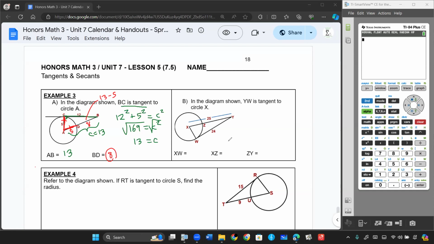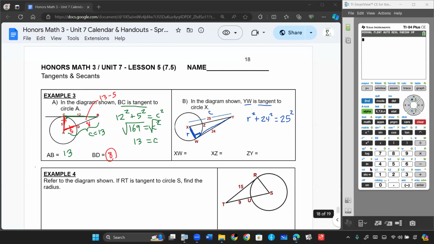All right, guys, try letter B. It's pretty similar, just kind of, they give you this segment instead of the radius. So pause the video and give it a try on your own. Okay, in this problem, I have XW. Now, I don't know what that is, but that is my radius. I'm going to call it R. It says YW is tangent. That means the right angle will be here. So my hypotenuse is 25. So my setup is going to be R squared plus 24 squared is equal to 25 squared.